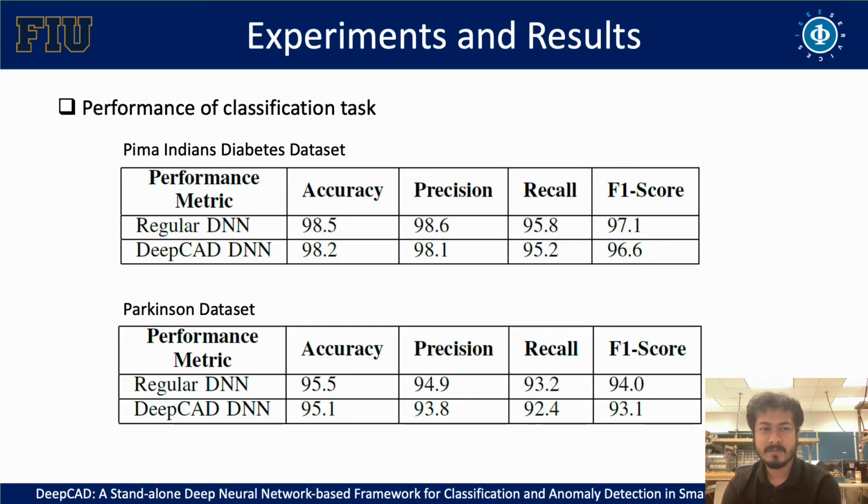So here is the performance of the classification task of the DeepCAD deep neural network model. You can see that for both of the datasets, which are the Pima Indians diabetes dataset and Parkinson dataset, the DeepCAD deep neural network model is showing almost similar performance as a regular deep neural network model, which is perfectly tuned, in terms of the accuracy, precision, recall, and F1 score.